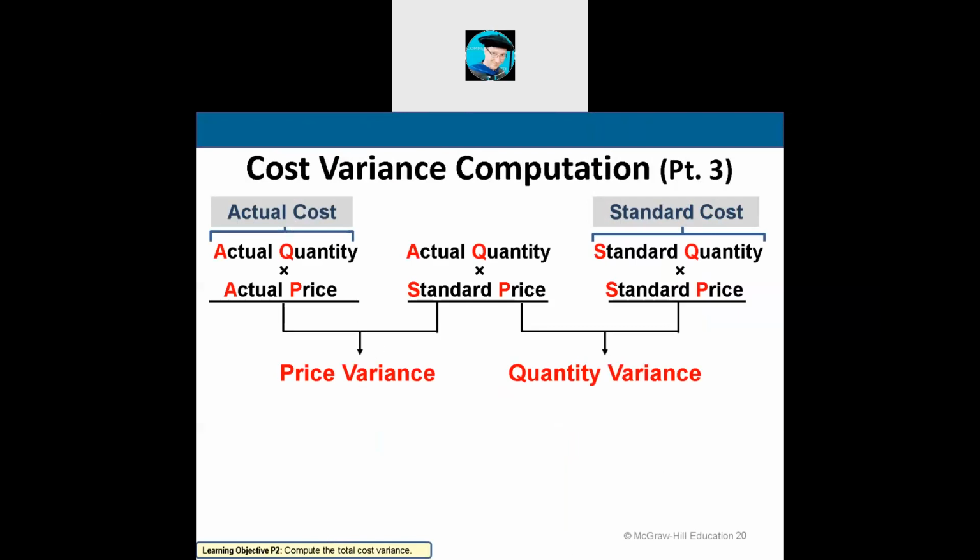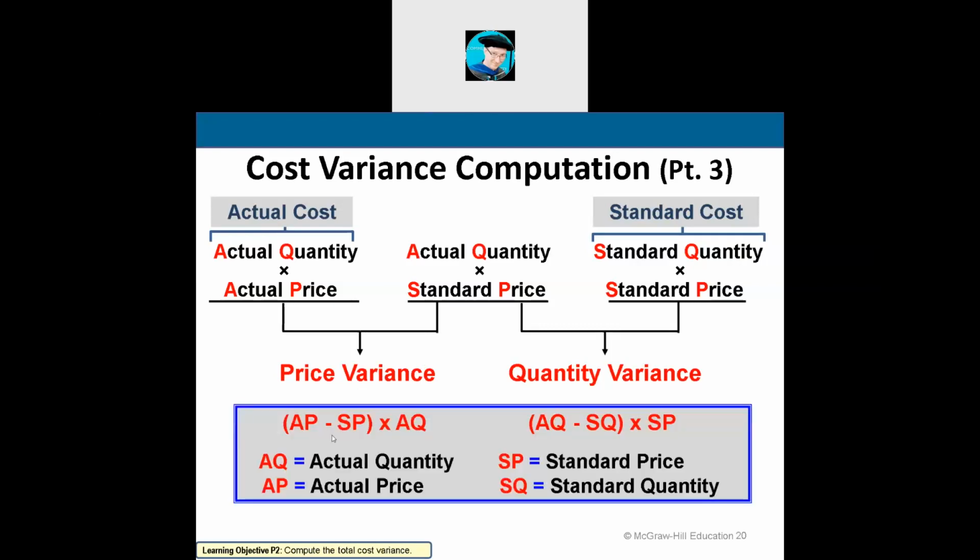So to get your price variance, again, actual quantity times the standard price minus the actual quantity times the standard price. Yes, it's redundant, I know. And then the quantity variance. It's a nice way to break it down to make the equation shorter, as they say.